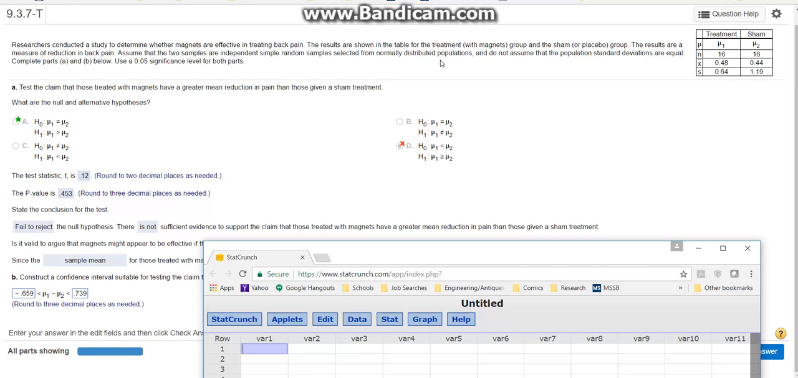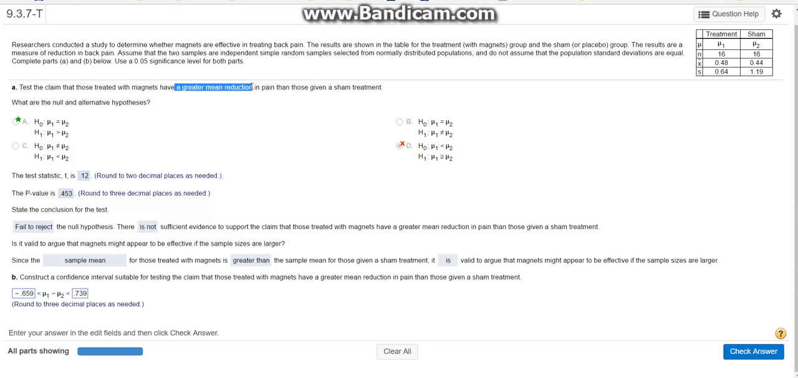And let me see here if I can find the statement here. Test the claim that those treated with magnets have a greater mean reduction in pain than those with the sham treatment. Okay? So greater means greater than, obviously, which means one-tailed test. Remember that the alternative hypothesis will never include equality. So answer D cannot be true because answer D includes an equality statement in the alternative.